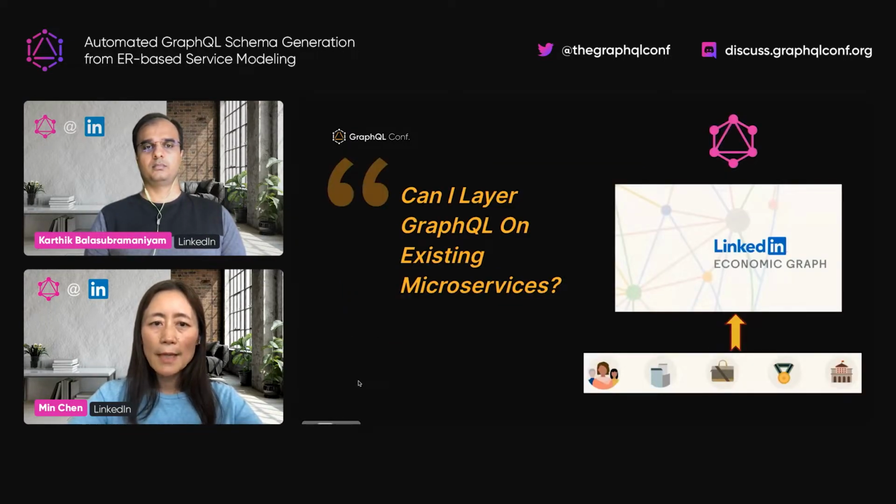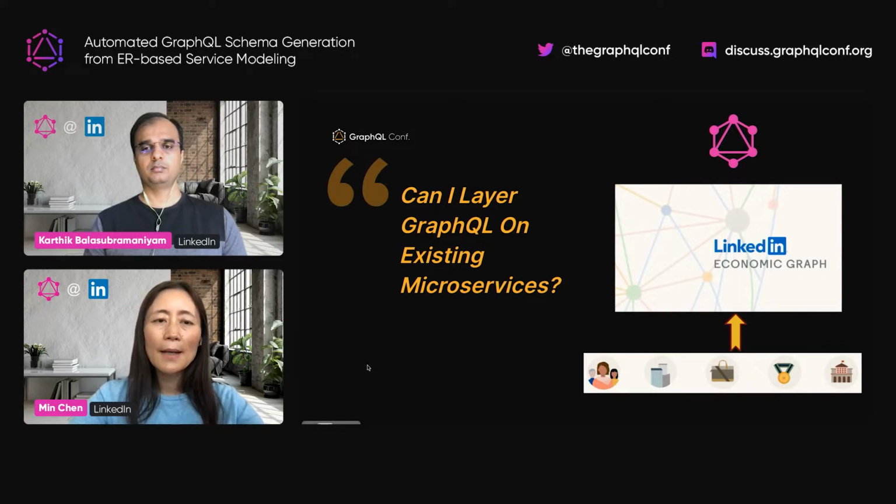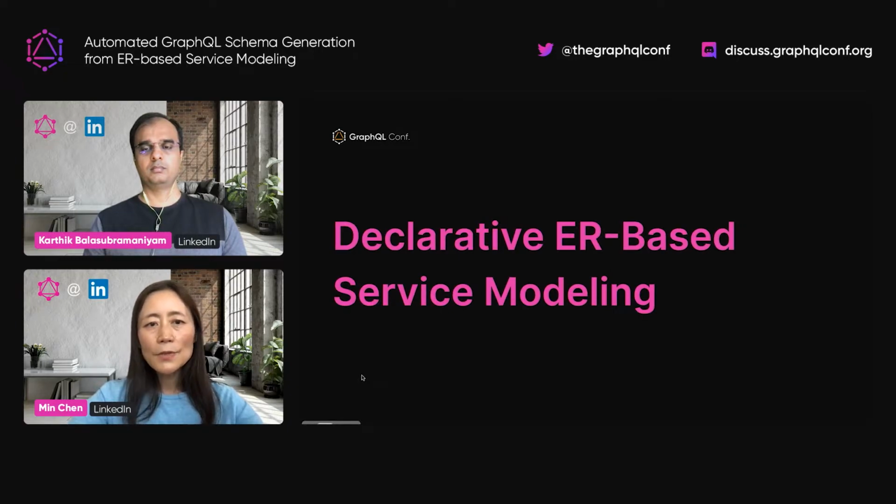Although microservice architecture provides a good developer experience for API developers, client developers often run into a situation where they need to navigate the LinkedIn economic graph to federate multiple REST service calls to present a view to our users. For such a scenario, it's very handy to provide a GraphQL-like API to client developers. Then naturally a question comes up: can we layer GraphQL on existing microservices to provide a better user experience? The answer is yes. The solution we proposed here is declarative entity relationship-based service modeling.